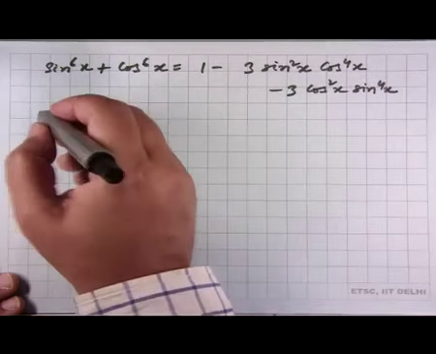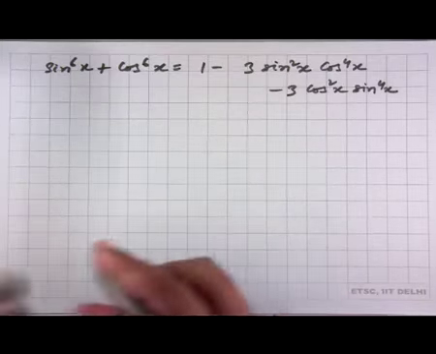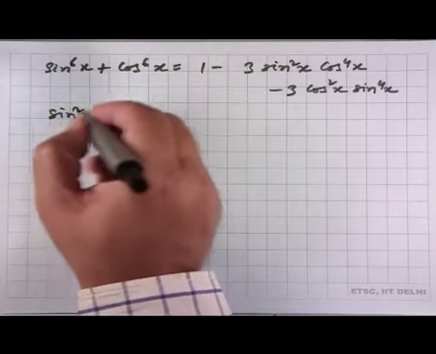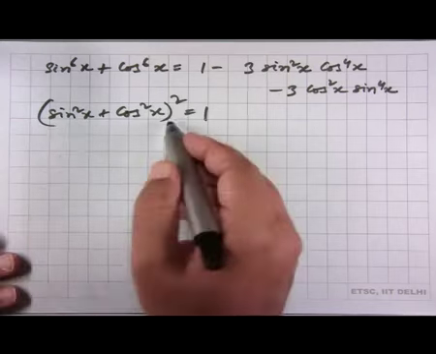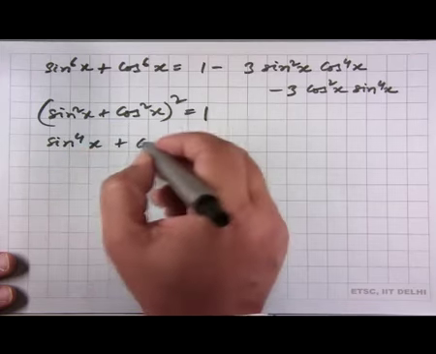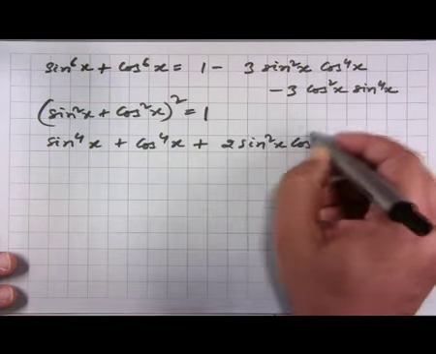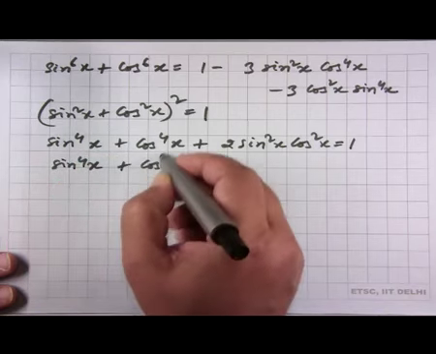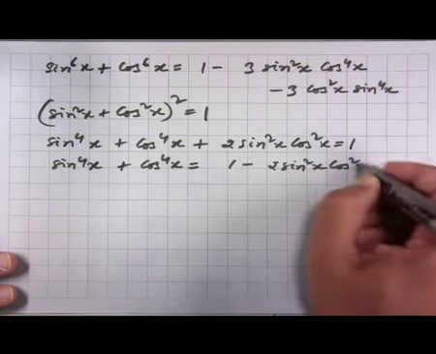In a similar manner, we can also find an expression for sine 4x plus cos 4x. So, instead of performing the cube, we have to square. So, sine square x plus cos square x has to be squared. This is also equal to 1, and then if we use the a plus b square formula, we get sine 4x plus cos 4x plus 2 sine square x cos square x is 1, and therefore it is clear that sine 4x plus cos 4x equals 1 minus 2 sine square x cos square x.